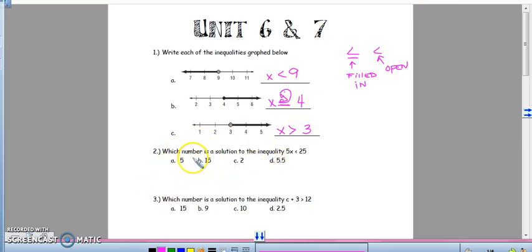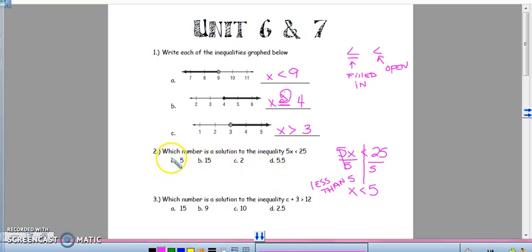Okay, number 2. Which number is a solution to the inequality 5x is less than 25? So let's solve this. Remember, this is just like an equal sign, so you draw your line down. This is multiplication. You undo multiplication with division. And 25 divided by 5 is just 5. So this means my answer has to be less than 5. If it had the equal to sign, it would be equal to 5. So my answer I'm looking for is something less than 5.